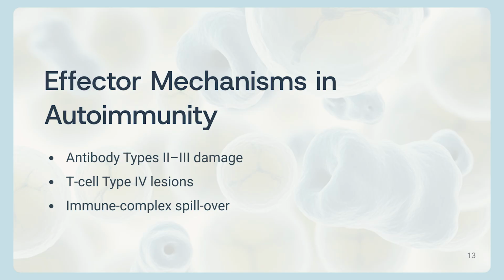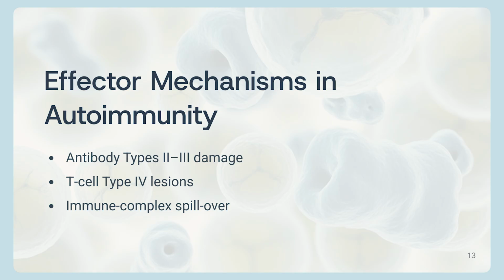Let's talk about how autoimmune diseases cause the actual damage. We call these the effector mechanisms. One common mechanism involves antibodies, especially in type 2 or type 3 hypersensitivity reactions. So these antibodies can directly target your cells or form immune complexes that deposit in your tissues, causing inflammation. Another important mechanism involves T cells, particularly in type 4 reactions. So for this one, activated T cells directly attack and damage your tissues.